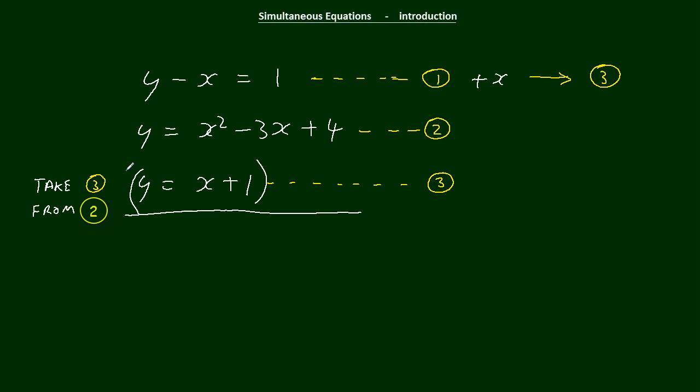And we're subtracting this. y minus y, 0. There's no x squared, so that x squared stays where it is. 3x minus x is going to be a minus 4x now, isn't it? And 4 minus 1 is going to be 3. And we should be able to factorise that.